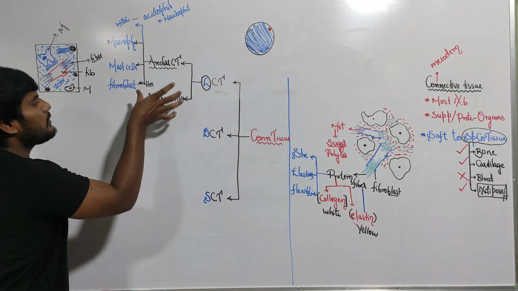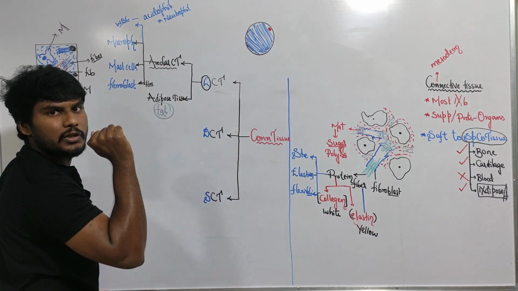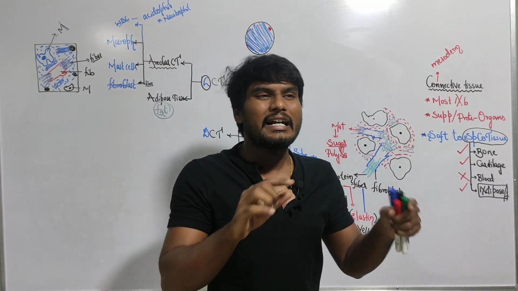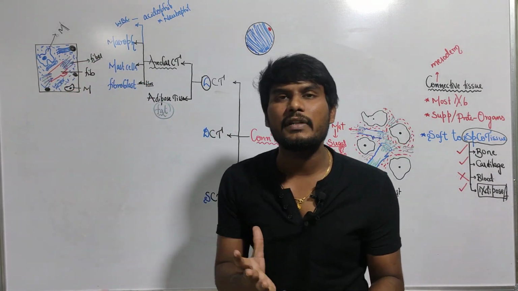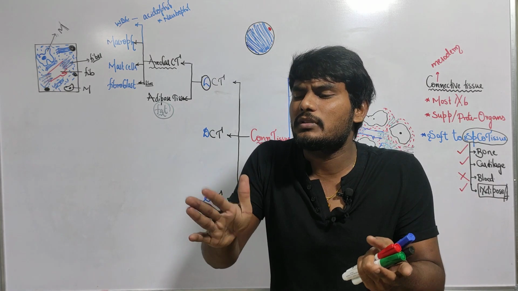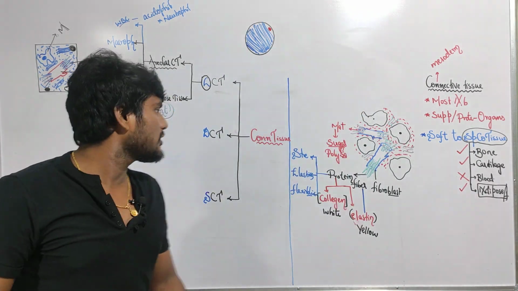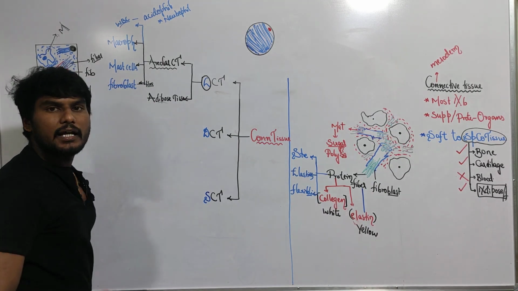Areolar connective tissue and adipose tissue, these are the two examples of loose connective tissue. Loose indicates the group of cells are far away, and the fibers are also far away. Because of that, they do not have much strength, so they are somewhat flexible. Next, come to the dense connective tissue.